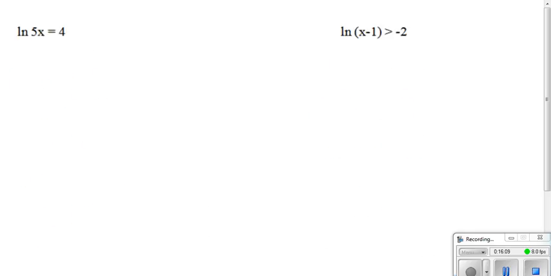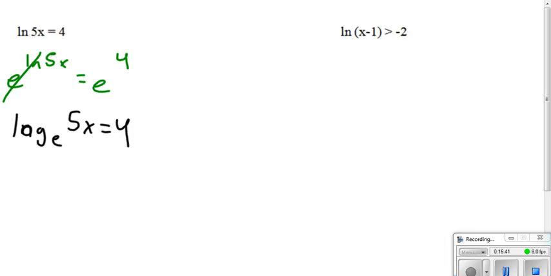Last two here. If we have ln 5x equals 4, we'll use our properties again and take both sides to the e power, or e to that power, should I say. So e to the ln 5x equals e to the 4th power. So essentially we're just canceling those out. If that was kind of weird for you, think about this. ln of something is the same as log base e of something. So log base e of 5x equals 4 is what that is saying. So we would change it then to 5x equals e to the 4th power, which is what we're saying here.